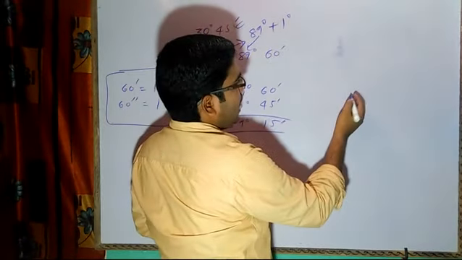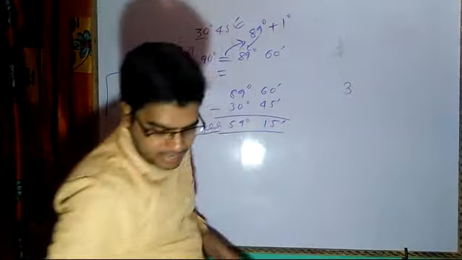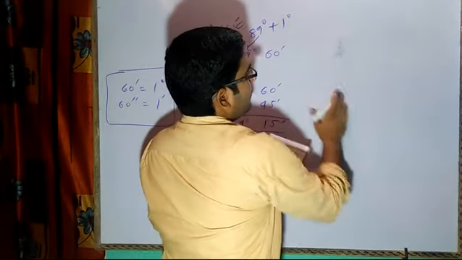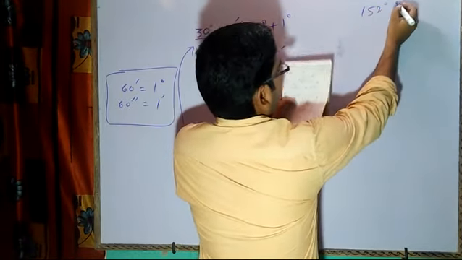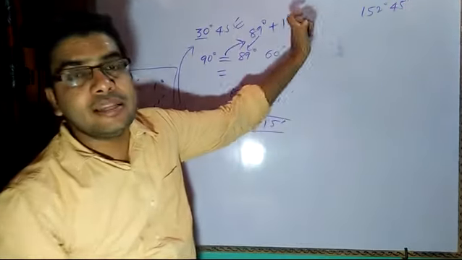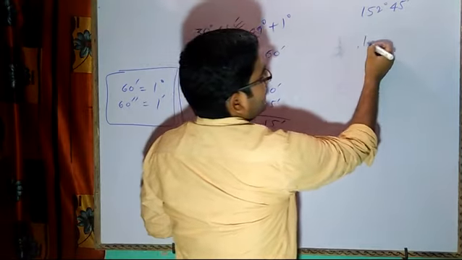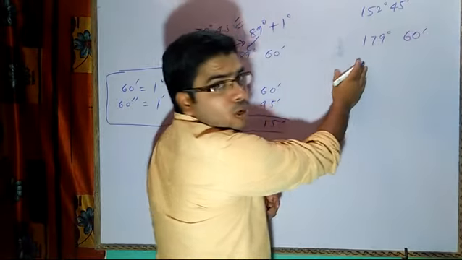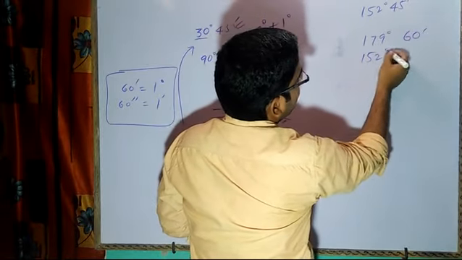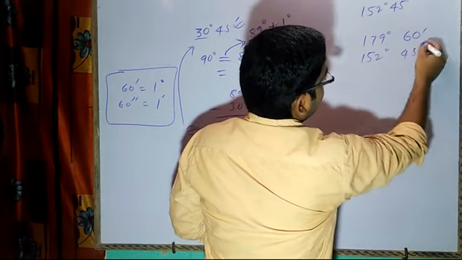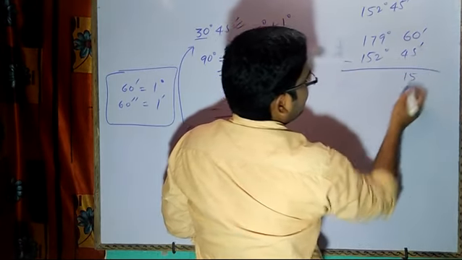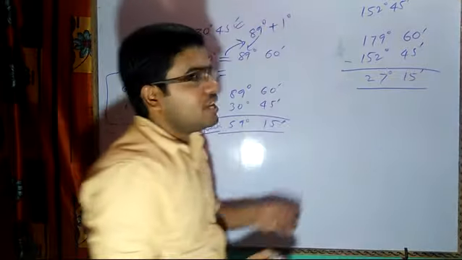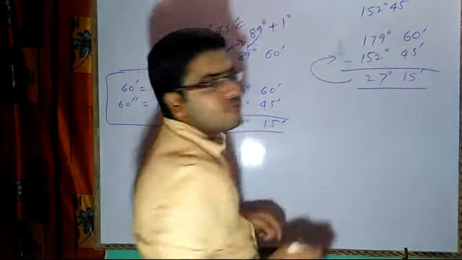In the same way, take another example in the case of supplement. If I have to calculate the supplement of 152 degree 45 minute, for this angle I need the supplement. Now how will we write? I will write 179 degree and 60 minute. This is equal to 180 degree. Minus 152 degree and 45 minute. When you subtract, you will get 15 minute. Here you will get 7. 7 minus 5, 2. So 27 degree and 15 minute is the supplement of this particular angle.